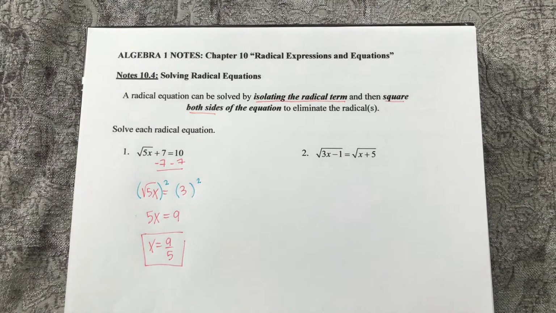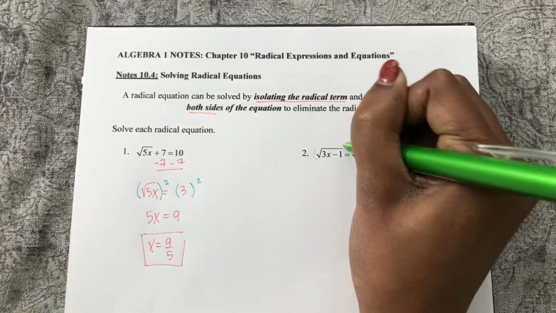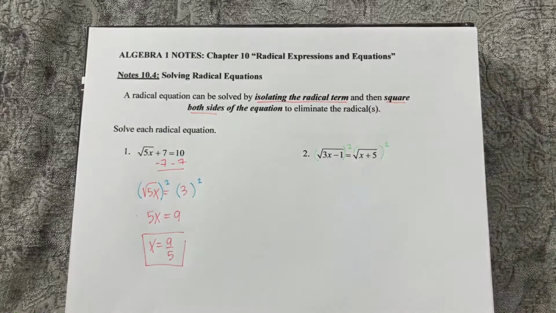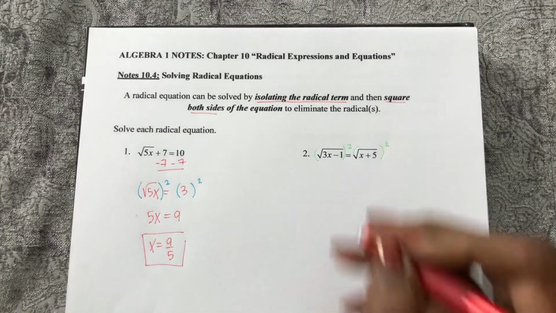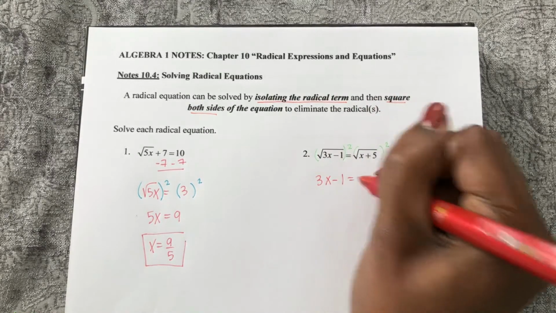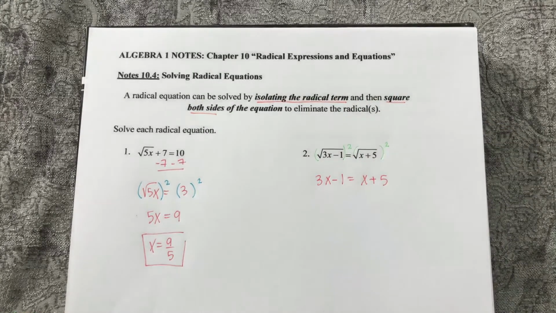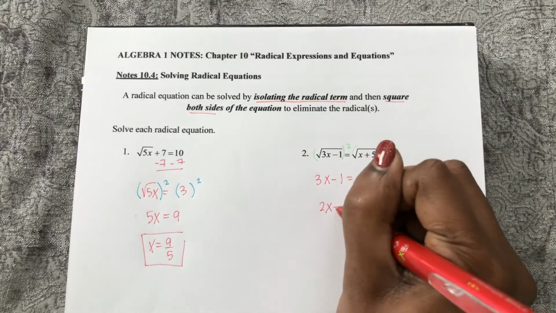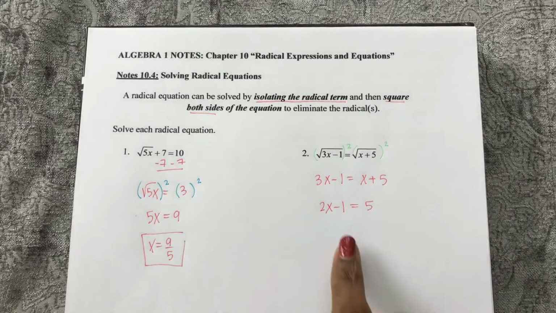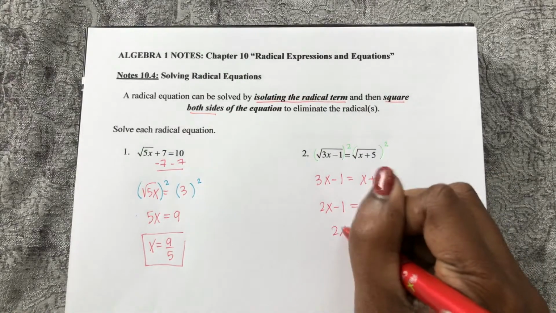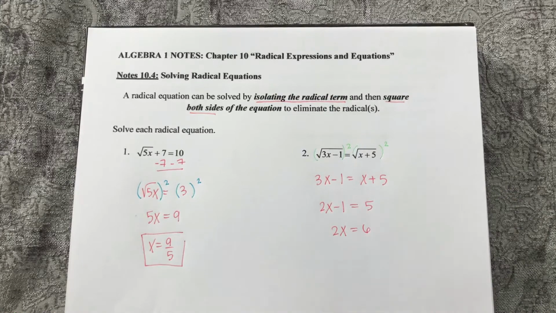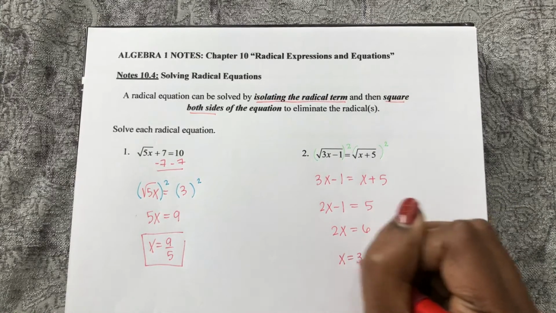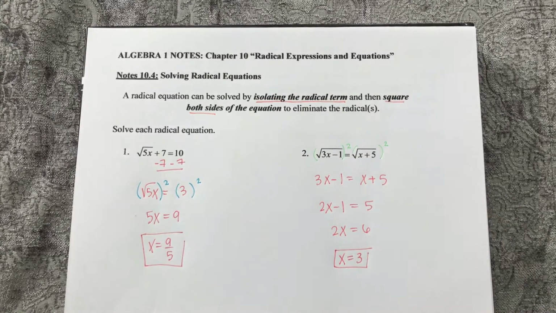Number 2 is actually a little easier because my radicals are isolated already on both sides. So I'm just going to go ahead and square both radicals. And what happens when I square a radical is it leaves what's left over on the inside. So now I can subtract x from this side. 2x minus 1 equals 5. Add 1 to this side. 2x equals 6. And then divide by 2, x equals 3.